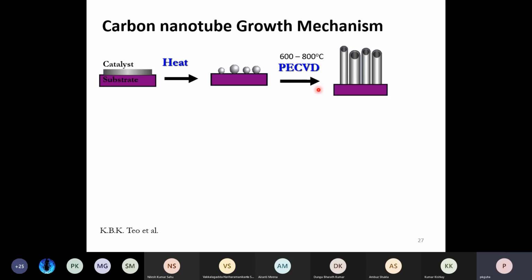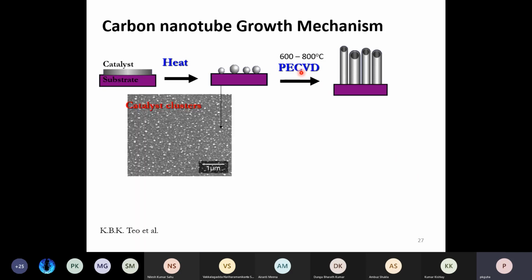What are these? We will come to them later when we talk about carbon nanotube fabrication in more detail, but let me lay out the process steps. You see you need 600 to 800 degrees centigrade, and in the plasma enhanced chemical vapor deposition chamber there are gases, basically carbon containing gases, which will dissociate and push those catalysts to make carbon nanotube.